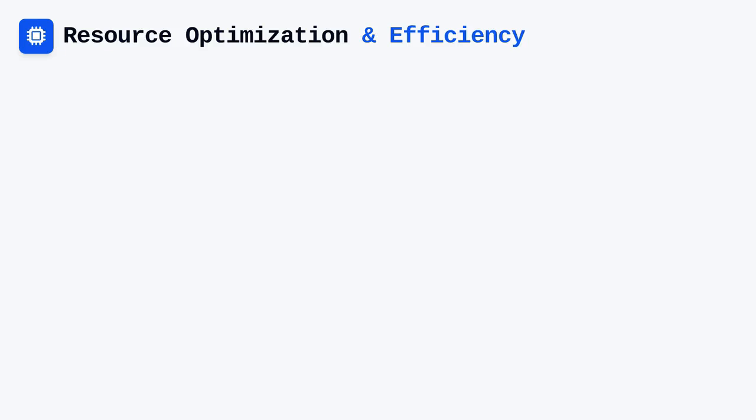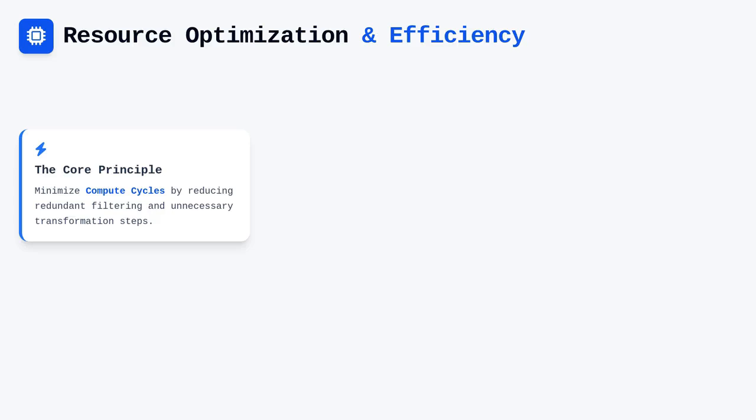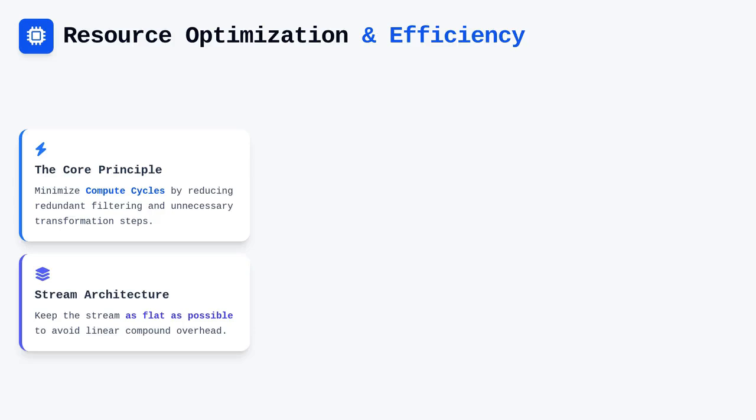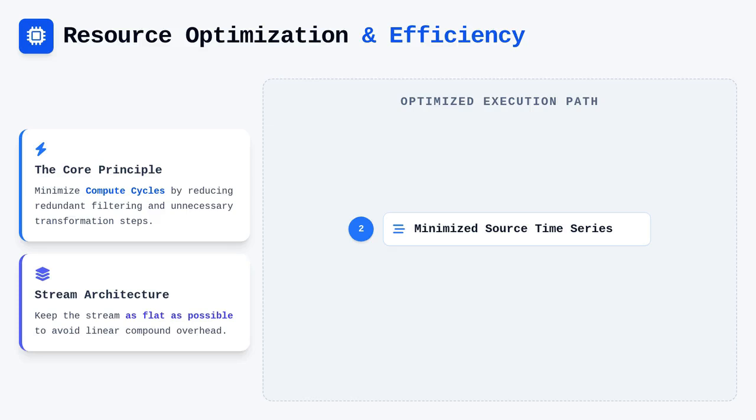Managing processing resources effectively requires a disciplined approach to how you structure your syntax execution paths. When you write complex scripts, remember that each function call consumes compute cycles, and redundant filtering or unnecessary transformation steps will compound linearly as your metric volume increases. A clean, optimized signal flow script keeps the stream as flat as possible, applying filters as early in the chain as logic permits to minimize the number of source time series that the backend must traverse.